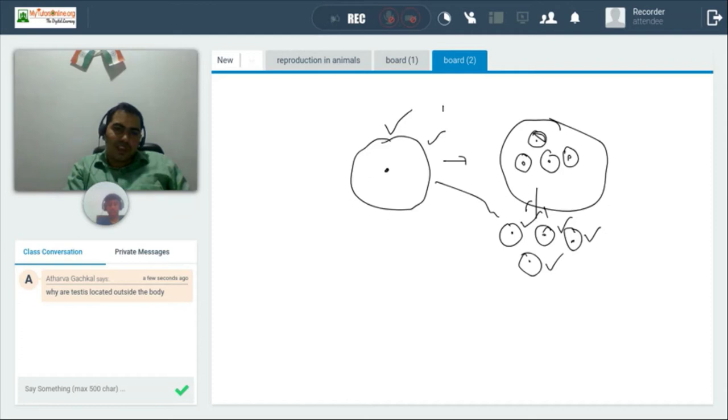Fission means dividing, or something which is bifurcating. Binary means to get bifurcated in two. Multiple means to get bifurcated in multiples. Okay. Understood? Have you understood? Okay.